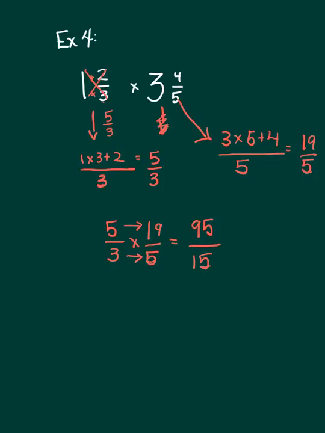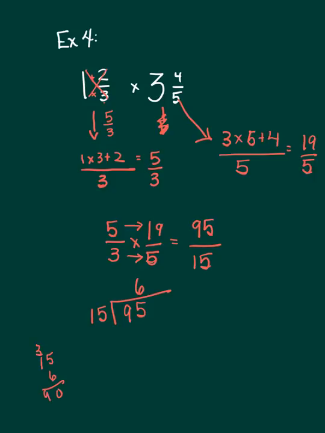over 15, so we have to convert this back to a mixed number. We're going to try 6 and see what happens. 15 times 6 is 90. So I have a remainder of 5. So the remainder becomes 5/15.